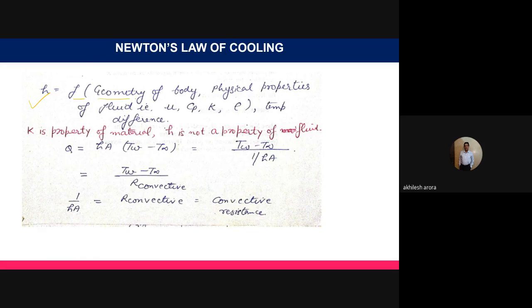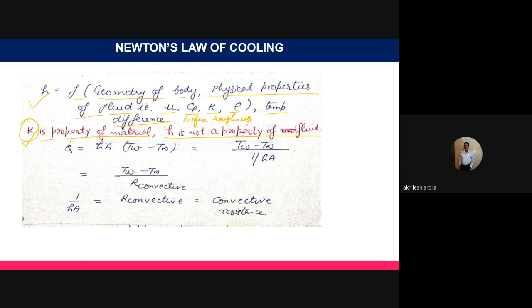It's a function of geometry of the body, physical properties of the fluids like dynamic viscosity, specific heat, thermal conductivity, density, temperature difference. And we can also say that the surface roughness is one more parameter. So surface roughness also actually is responsible for changing the value of the H. So now you can see what is the value of the Q dot actually. Q dot is now given by, or before that we have said that K is a property of the material. What is K? K is the thermal conductivity, which is the constant in case of conduction process, whereas H is not a property of the fluid.